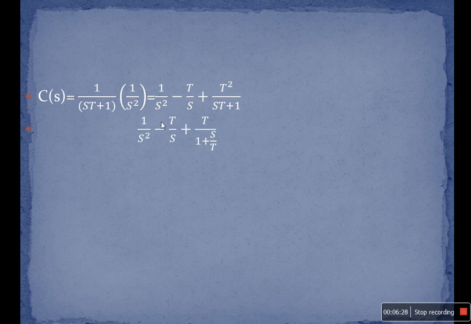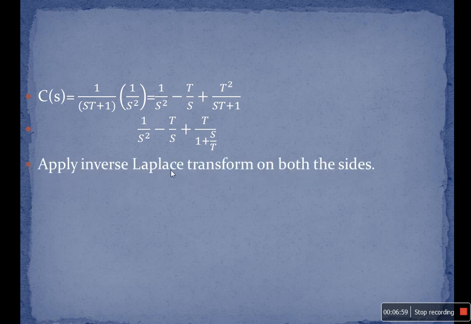So what I am doing here: 1 by s square minus tau by s. From the denominator part of the last term I am taking tau as common, so we are left with s plus 1 by tau. In the numerator part, tau square and tau cancel out. Then we are getting only tau by 1 plus s by tau. So now you apply the inverse Laplace transform.